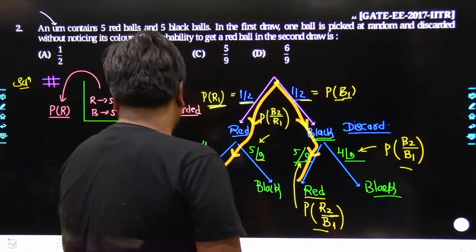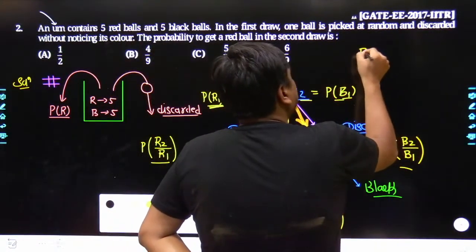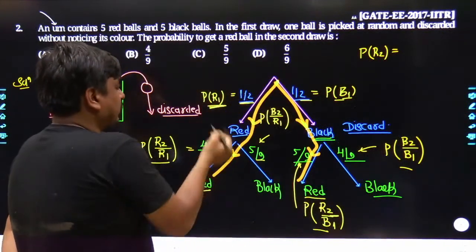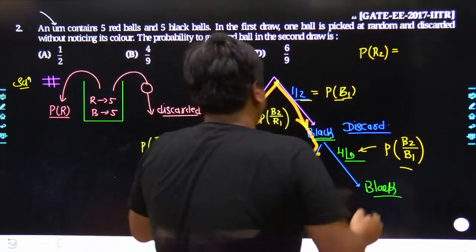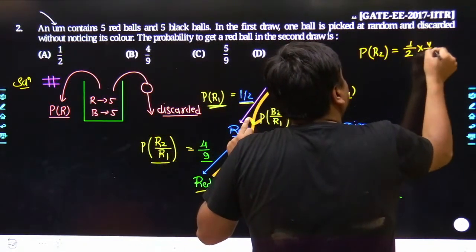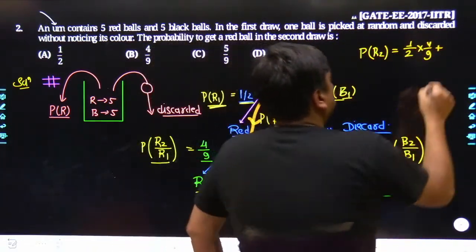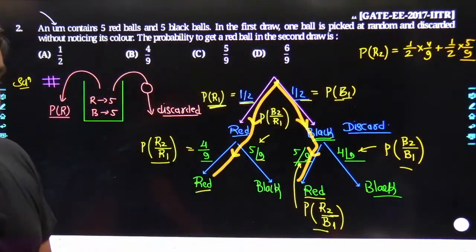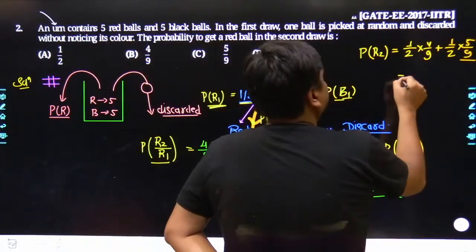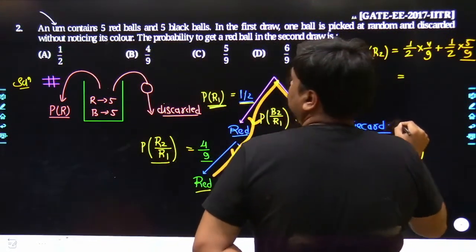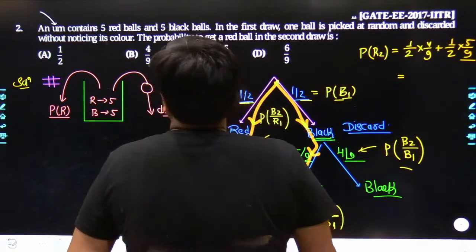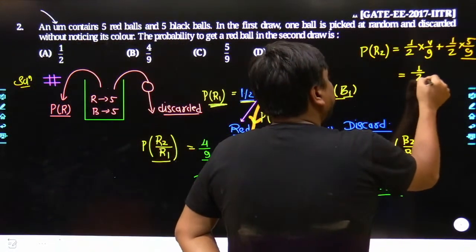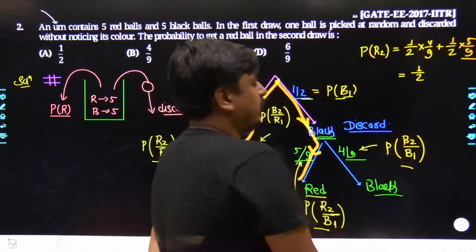So at the end of the day, if I say the probability that the second ball is red, what would be its worth? Its worth is going to be P of R1 into P of R2 given R1, and keeping everything aside, it would be just half multiplied with 4 upon 9, plus half multiplied with 5 upon 9. So the answer is going to be: half is a common factor, and 4 by 9 and 5 by 9 together make 1, so the result is simply going to be half.